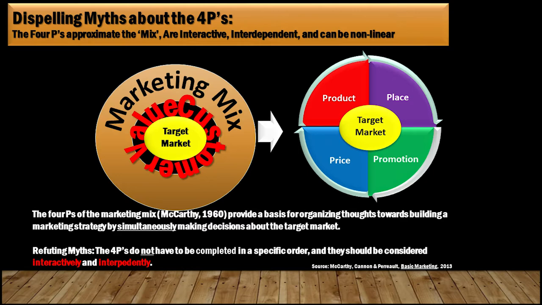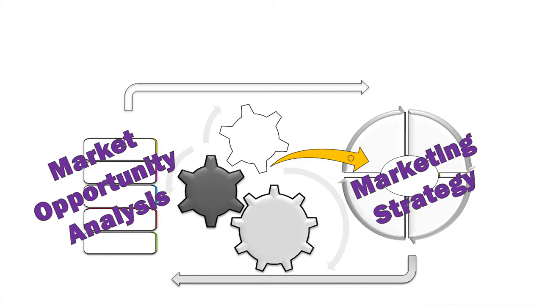So what's this middle circle? Okay, so that's our target market, right? So if I combine the target market with the marketing mix, what are we using those two in this course to define? Your marketing strategy, right? So this is the strategy side. So the marketing strategy is there. The marketing opportunity analysis is on that side. So we're trying to bridge what are the opportunities to put together different marketing strategies, right?